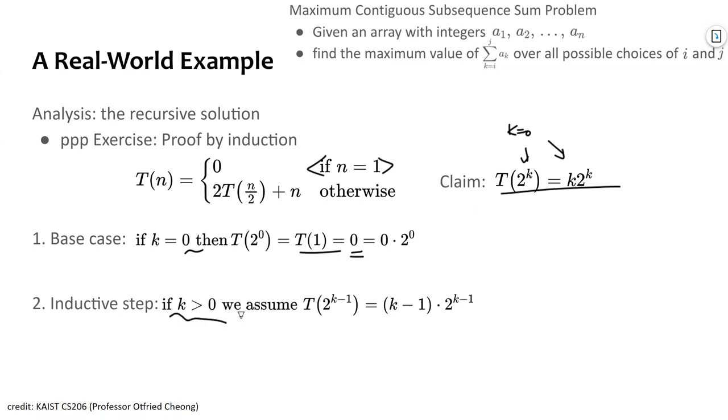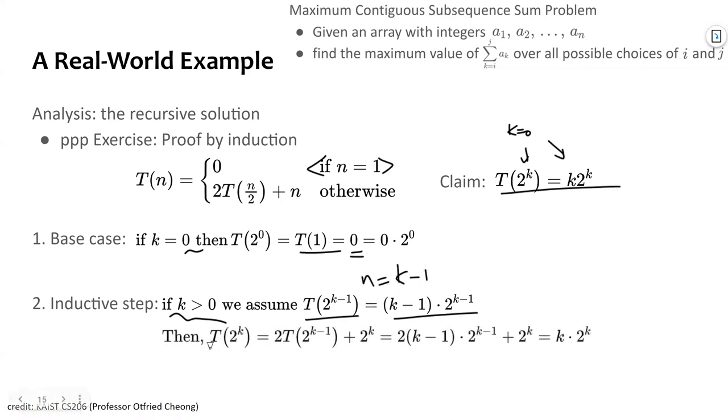If k is larger than 0, we assume that t to the power of k minus 1 equals this one. So we're just assuming that when k is k minus 1, this one holds. Then for t to the power of k, you are going to use this part. It's going to be 2 to the power of k minus 1 times 2, plus here we are substituting n as 2 to the power of k. So we are putting 2 to the power of k here.